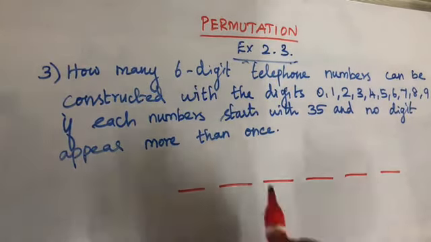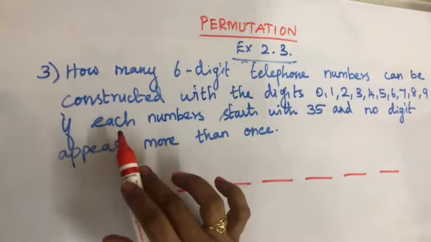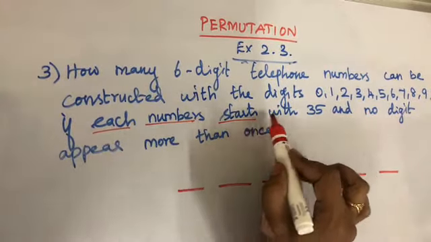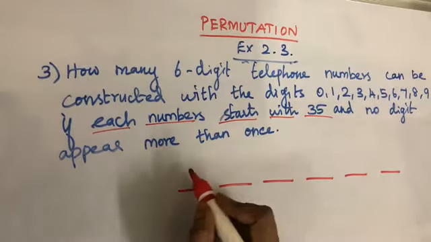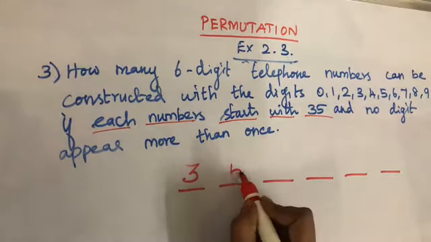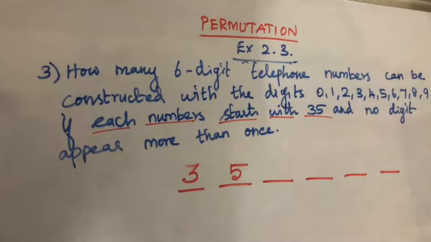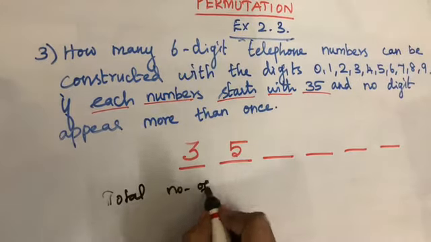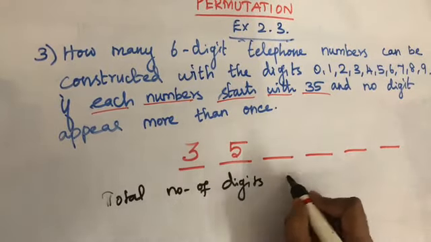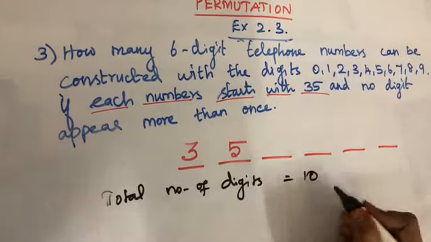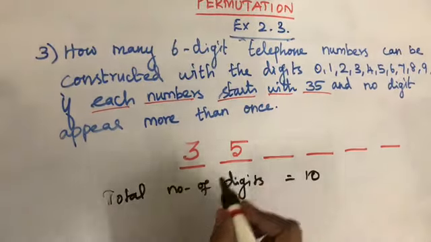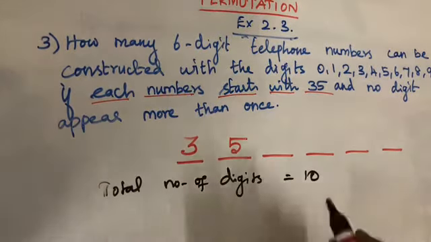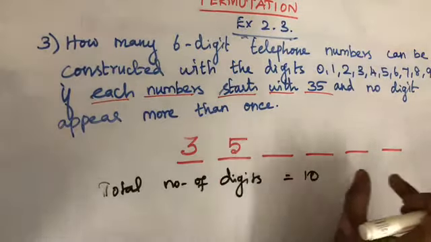Okay. The first 2 digits. What are the first 2 digits? It's given that each number starts with 35. That means the first digit is 3 and the second digit is 5. What are the total number of digits? Total number of digits is 0 to 9, that is 10 digits as a whole. So the first 2 digits are fixed, 3 and 5. The remaining 4 digits only we need to fill.